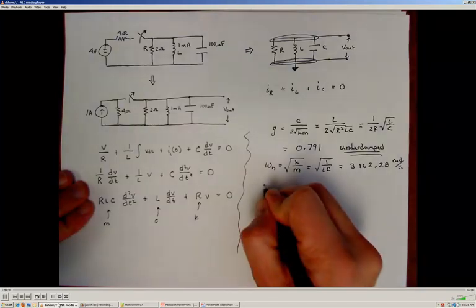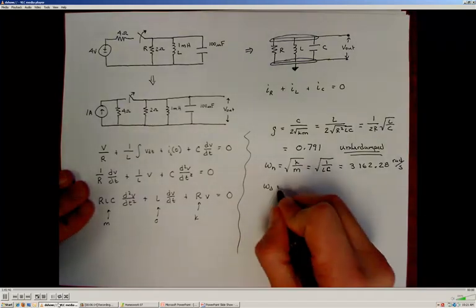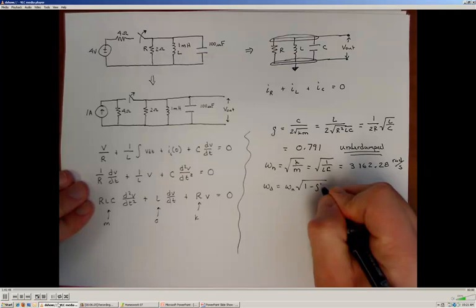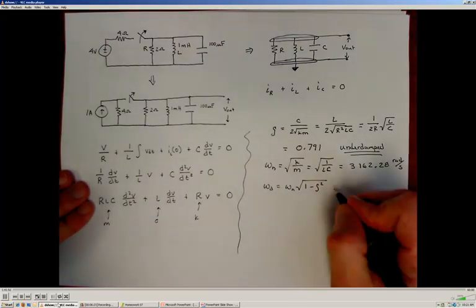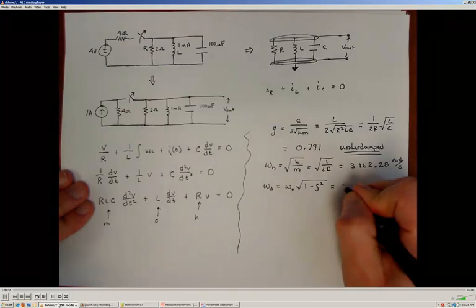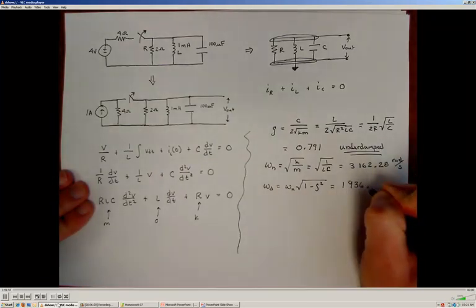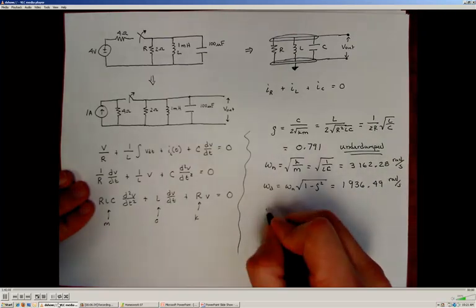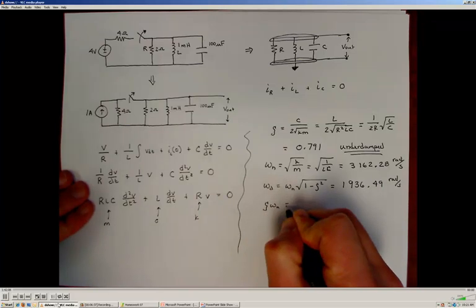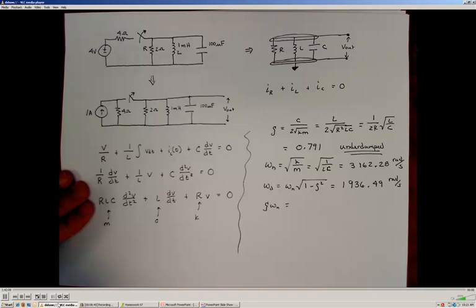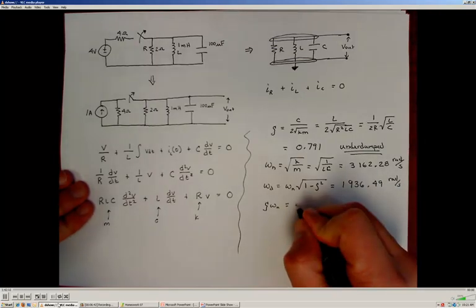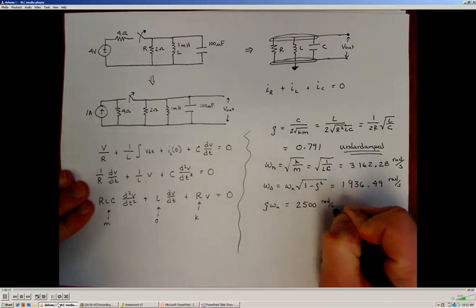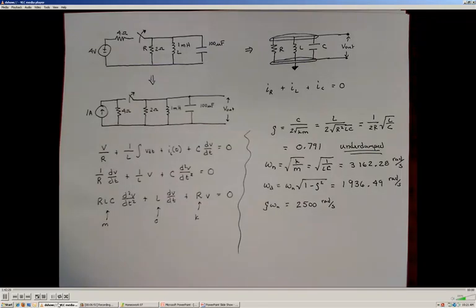And I can also compute the damped natural frequency. The damped natural frequency is the natural frequency times the square root of 1 minus the damping ratio squared. And when I compute that value, I get a damped natural frequency of 1,936.49 radians per second. Also, I know that I'll need the product of my damping ratio and my natural frequency, and I can solve that a number of ways, but I wind up with a value of 2,500 radians per second for the product, zeta omega n.